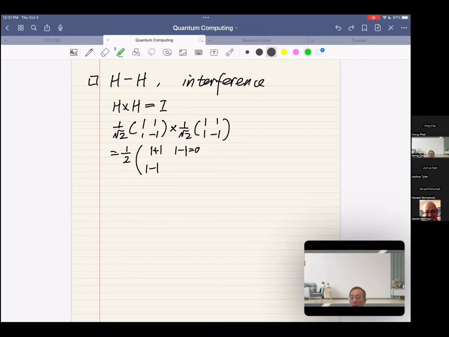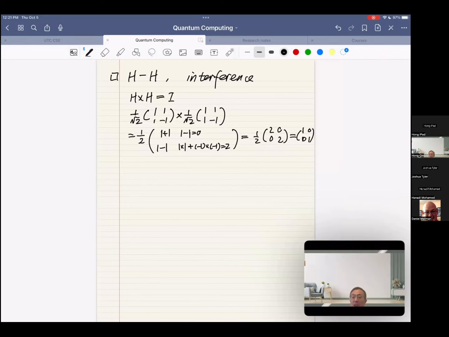So the bottom will be 1 times 1 plus minus 1 times minus 1, which equals 2, actually. So this will become the matrix which is the identity matrix. So basically, mathematically that makes sense.